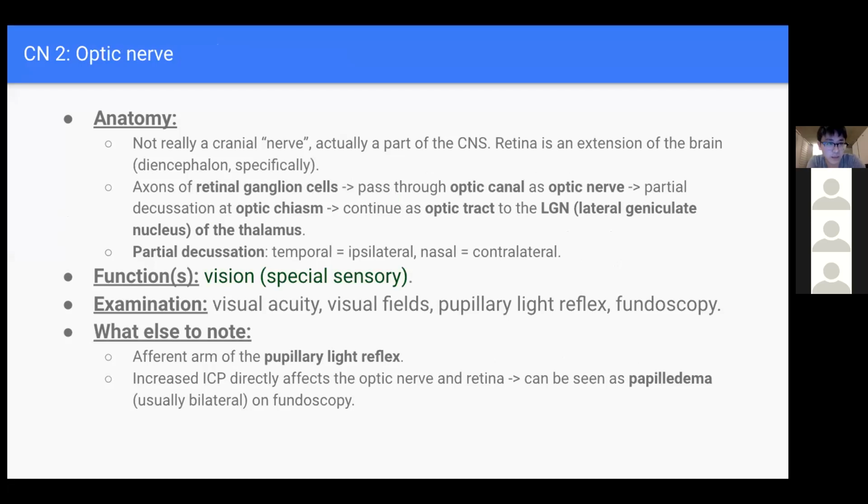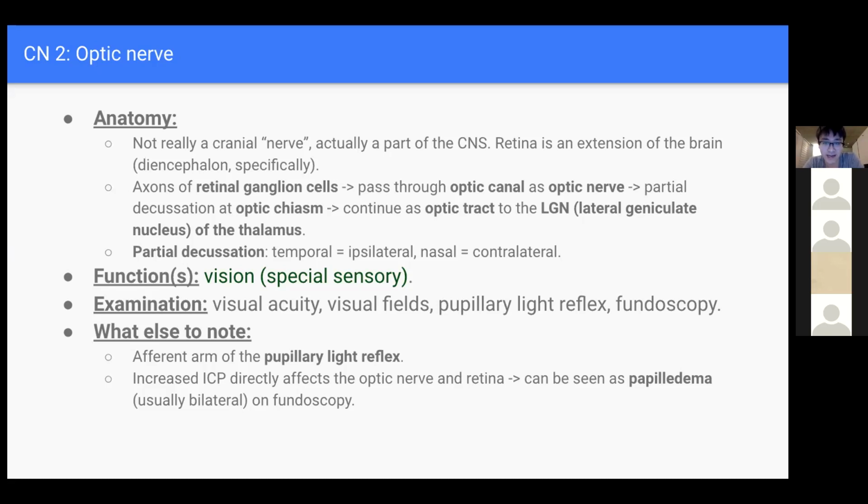Okay, so the second one, optic nerve. So the optic nerve, again, it's not really a cranial nerve. It's part of the CNS. It comes from the retina. The retina itself is actually a part of the brain. So it's an extension of the diencephalon specifically. So its anatomy: essentially at the back of your retina, you have the retinal ganglion cells. Those have axons that bundle up to form the optic nerve. It goes through the optic canal, and that's what we call the optic nerve.